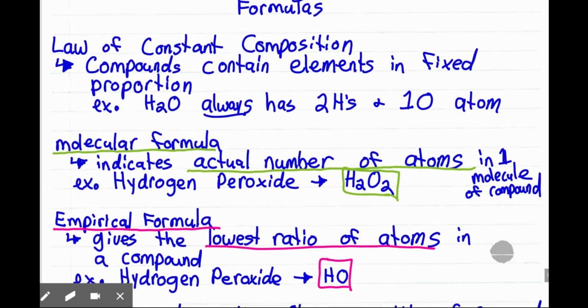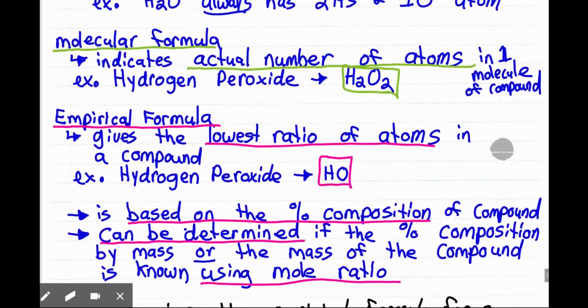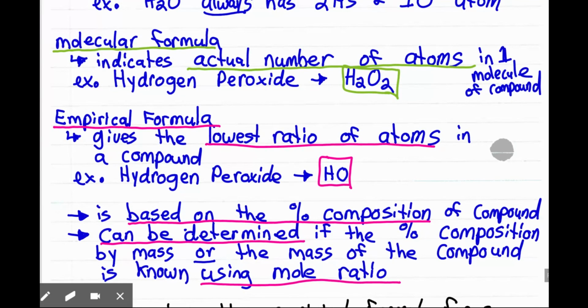All right, so when we are talking about formulas, I already mentioned that we're usually referring to the molecular formula, which you can see here up on my screen. Our molecular formula is a formula that indicates the actual number of atoms in one molecule of a compound. So the molecular formula of water is H2O. The molecular formula of hydrogen peroxide, I've shown you here, is H2O2. Now, hydrogen peroxide is always composed of 2 hydrogens and 2 oxygens.